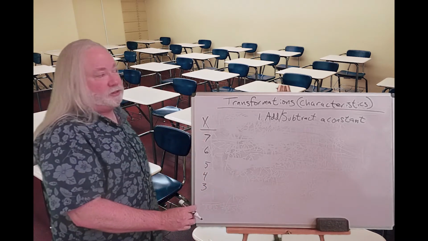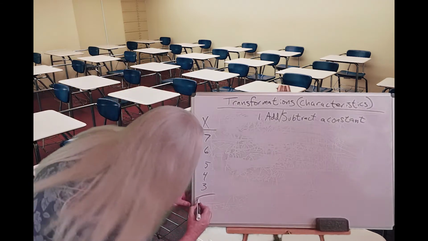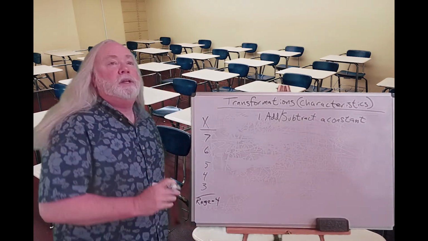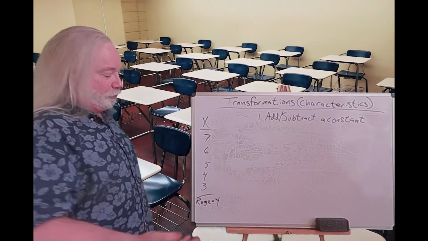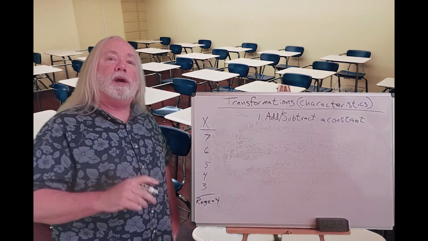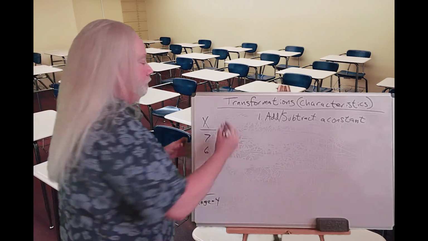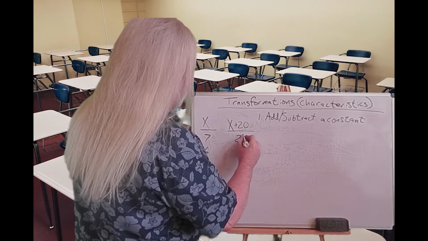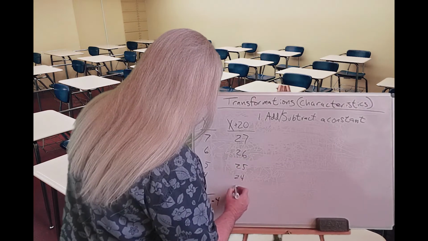Well, what's the range of this data that we've got? 7 is our high, 3 is our low, so our range is 4. I don't think I mentioned earlier, but just like median and mode, there's really not a symbol we use for range other than the word range. Now, let's add a constant value to every score. Let's go ahead and add 20. So 7 goes up to 27, 26, 25, 24, 23.